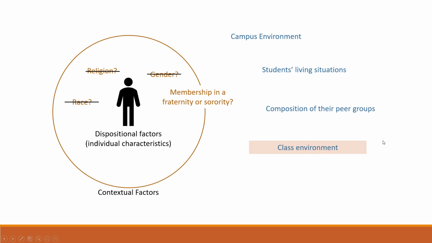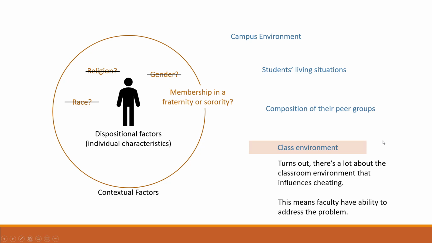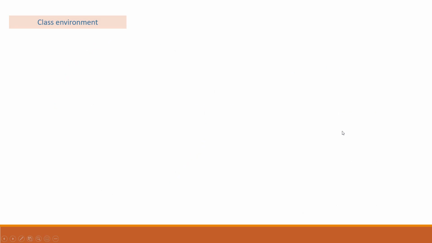So let's focus in on this classroom environment, because it turns out there's a lot about the classroom environment that influences cheating. Doesn't mean it's everything, but there are aspects of it. And this means that we as instructors have the ability to address the problem as well. Okay, so classroom environment.